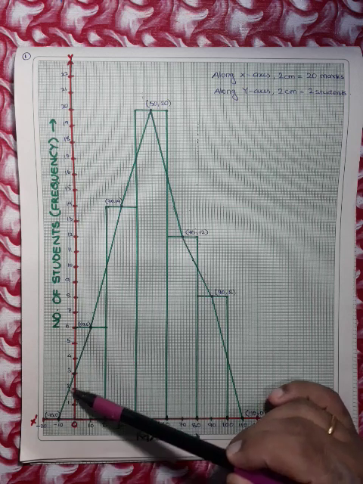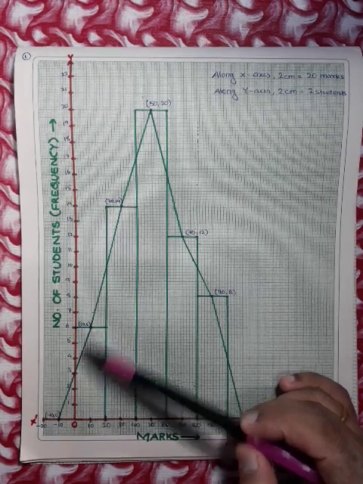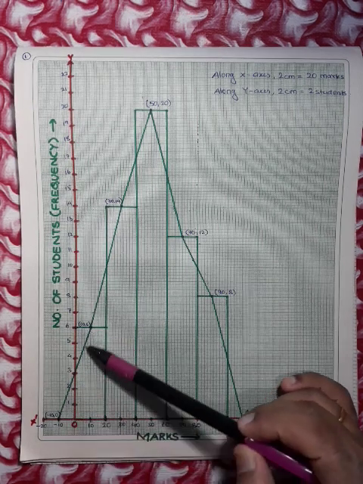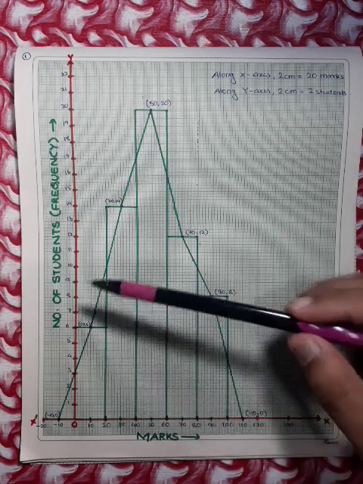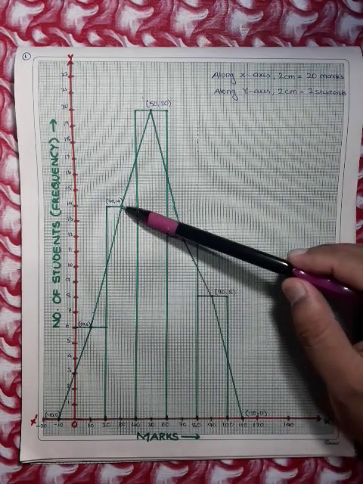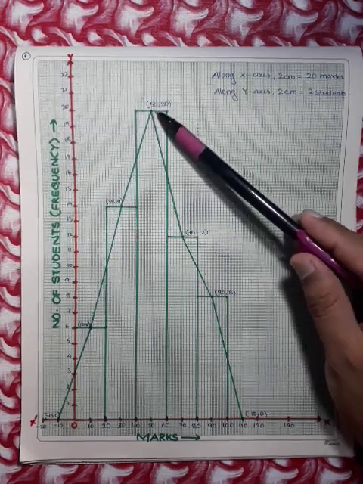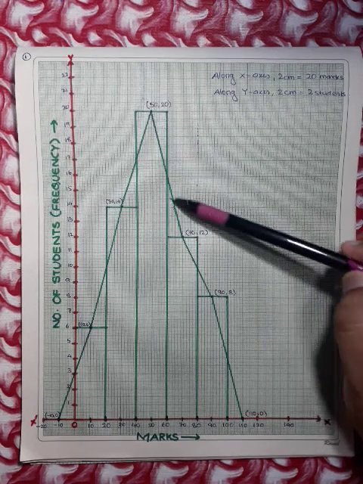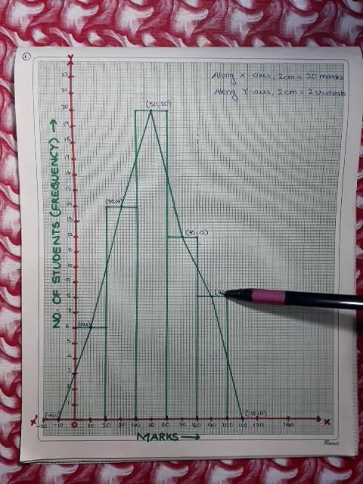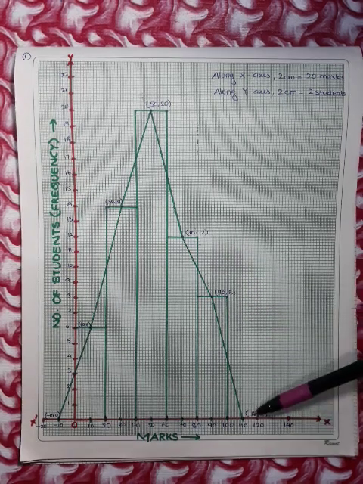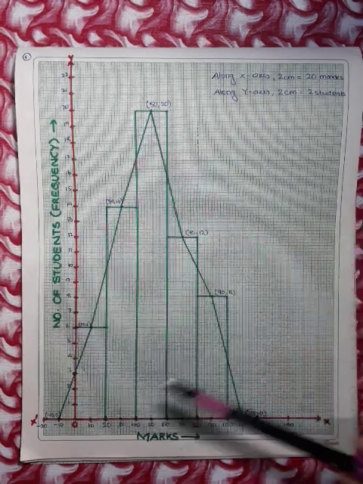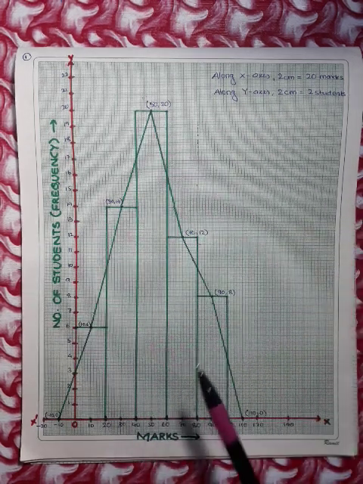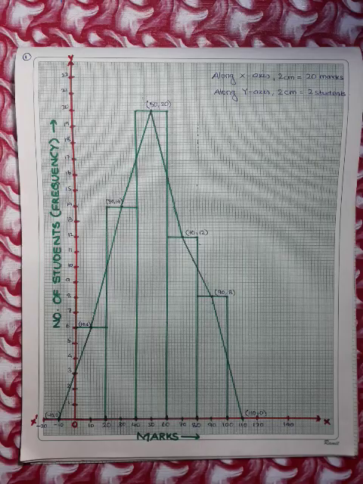So if you join this first, that is minus 10 comma 0, then for the second it is how much? It is 30 comma 14, then 50 comma 20, then 70 comma 12, then 90 comma 8, then 110 comma 0, right? So this is the graphical representation, or we can say the frequency polygon of the given problem.